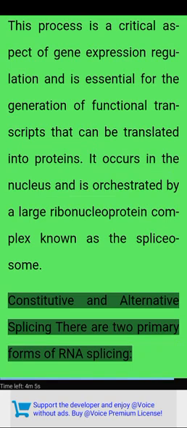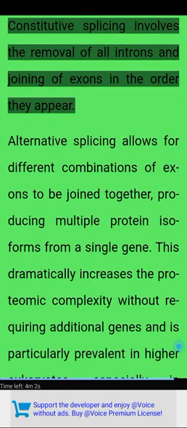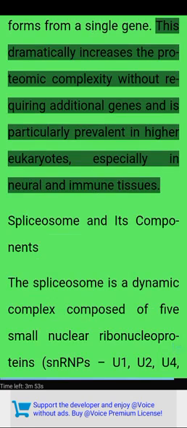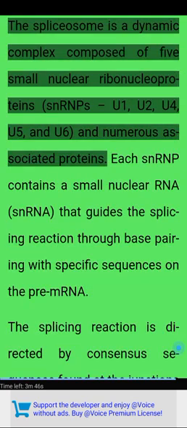Constitutive and alternative splicing. There are two primary forms of RNA splicing. Constitutive splicing involves the removal of all introns and joining of exons in the order they appear. Alternative splicing allows for different combinations of exons to be joined together, producing multiple protein isoforms from a single gene. This dramatically increases the proteomic complexity without requiring additional genes and is particularly prevalent in higher eukaryotes, especially in neural and immune tissues.